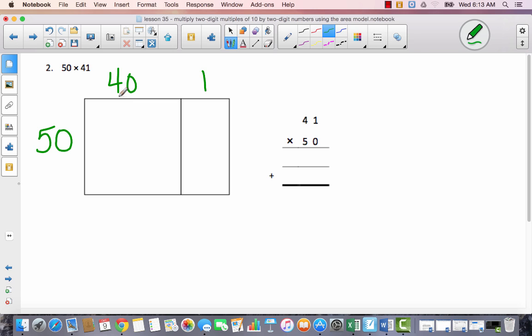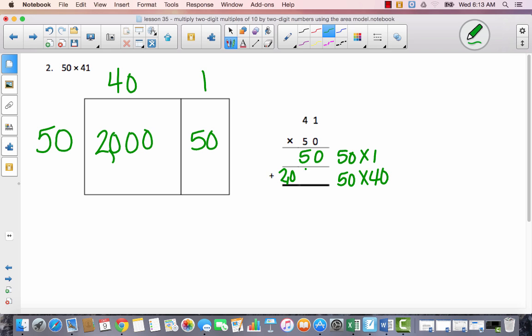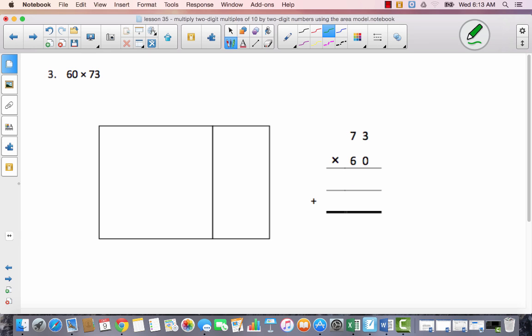Okay, so hopefully you said 4 times 5 is 20. And then you have two zeros, because 10 times 10 is 100. So this is 20 hundreds, or 2,000. And then 50 times 1 is just 50. So over here I've got 50 times 1, 50 times 40. So I've got 50 and 2,000. When I add that together, I get 2,050.